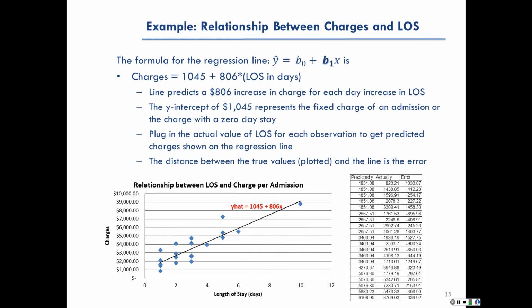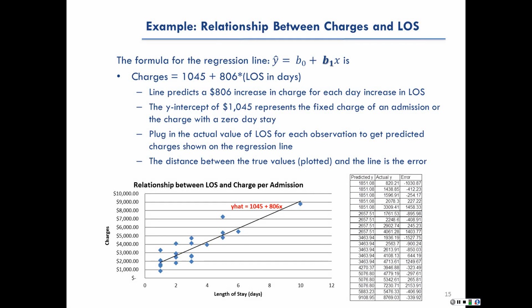because charges is our y variable, length of stay is our x variable. And so what our regression line predicts, we're really interested in the 806 number. It's predicting a $806 charge increase for each additional day increase in length of stay. So for every additional day a patient stays in the hospital, their charges increase by $806. That kind of makes sense, doesn't it? The y-intercept value of $1,045 there really represents the fixed charge of an admission. So that's kind of what you're starting out with, or the charge if you had a 0-day stay.